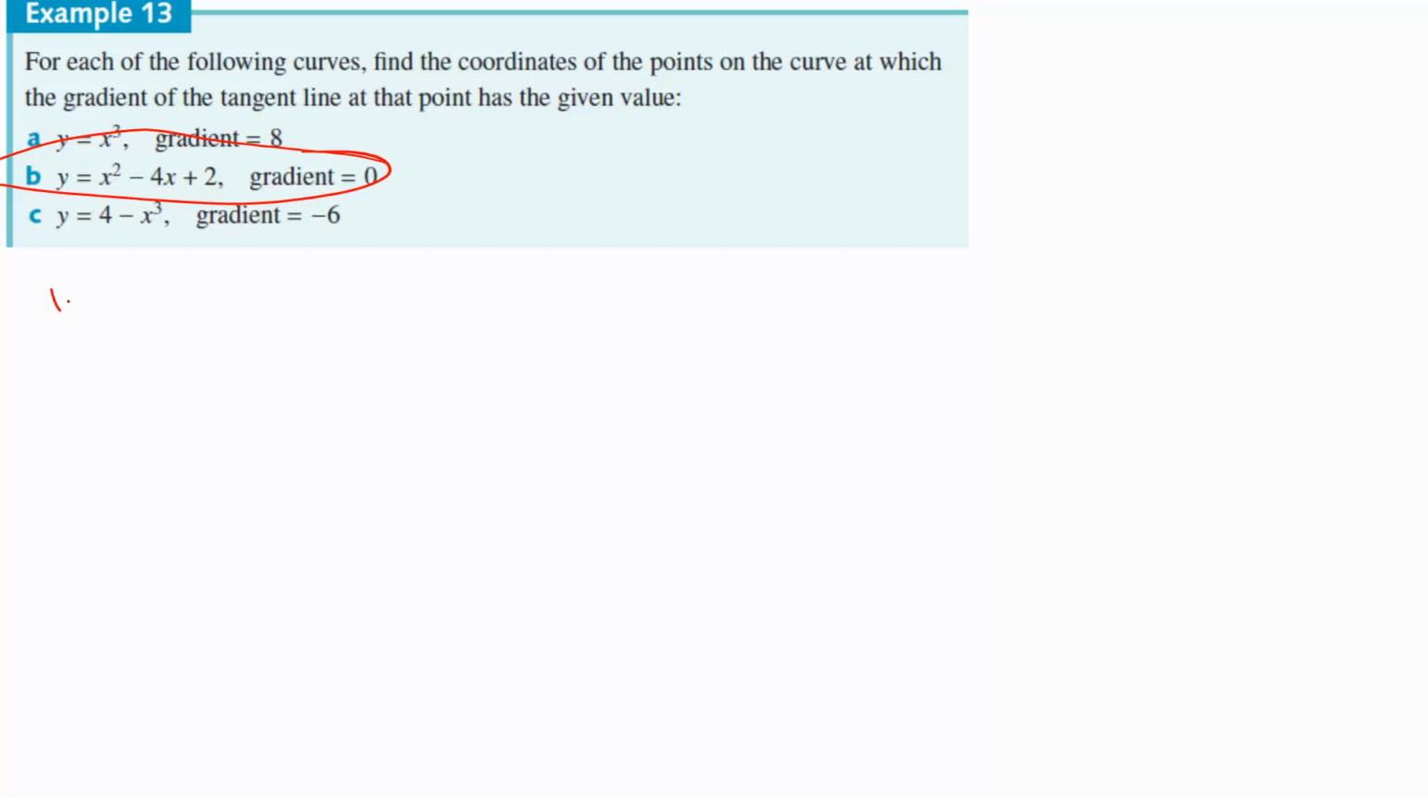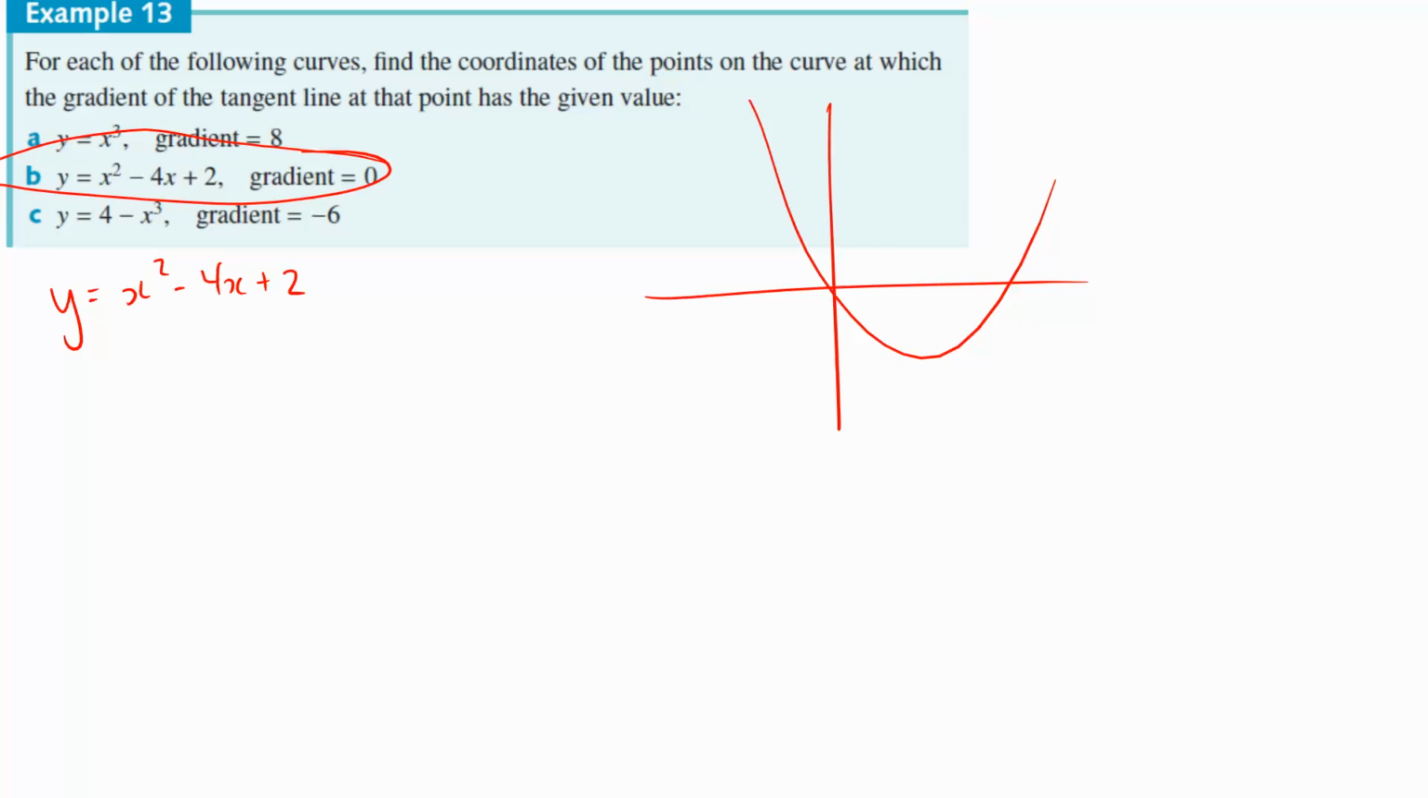Same thing. I've got y equals x squared minus 4x plus 2. So let's draw the problem. You got a quadratic problem. And I'm just going to draw a random quadratic. Okay? Now, what is our problem? They are asking you to find the coordinates when the gradient is 0.